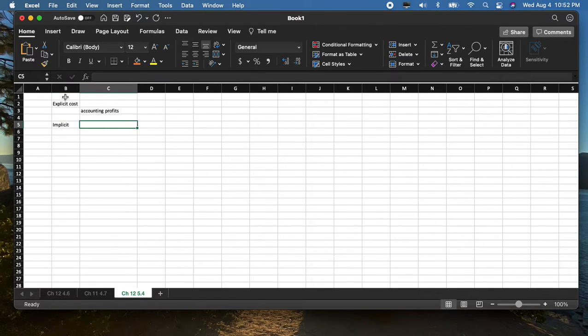So remember, implicit cost is all the opportunity costs. That includes non-monetary opportunity costs. So I do have my accounting profit. That is the money that is being reported to the IRS. In this case, it is $80,000, and is given to us by the problem. And now our implicit cost is the non-monetary opportunity cost.